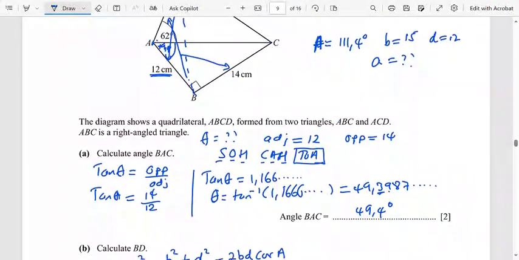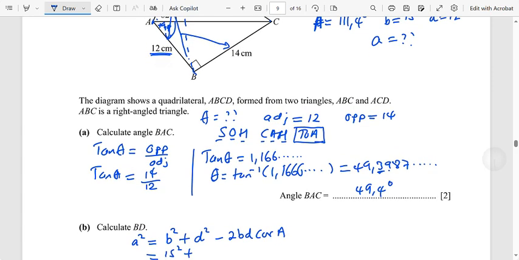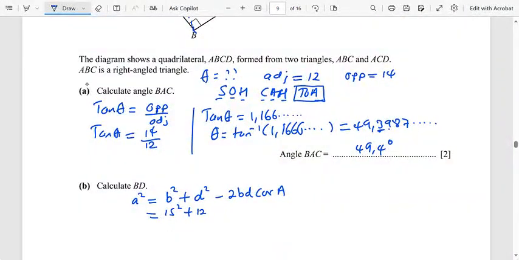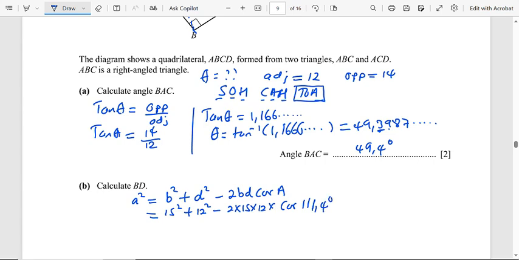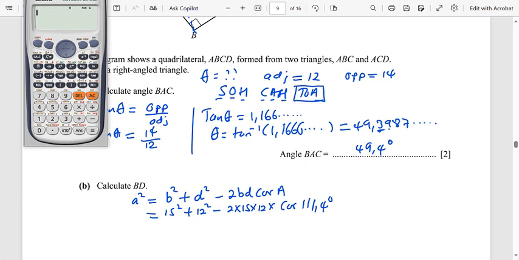So we said side B is 15, so that's 15 squared plus 12 squared minus 2 times 15 times 12 times cosine of angle 111.4 degrees. So for this part, we can actually punch this value at once in our calculator.